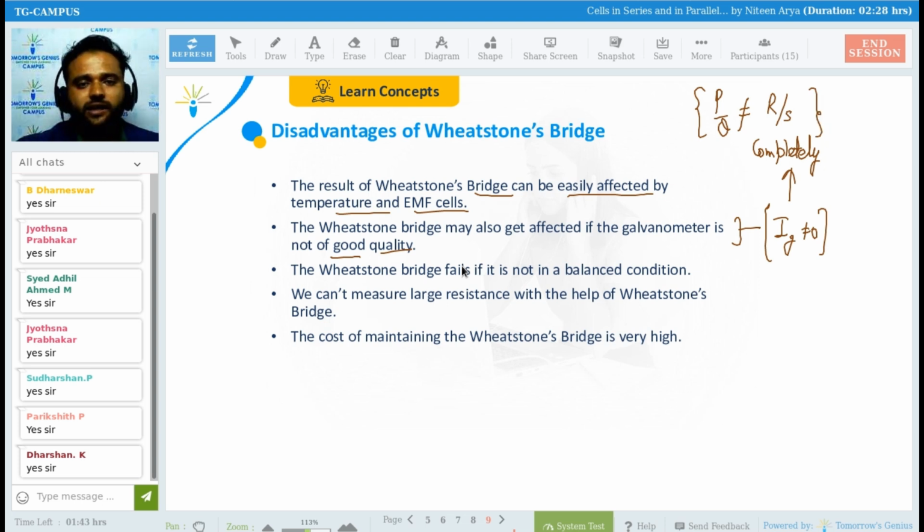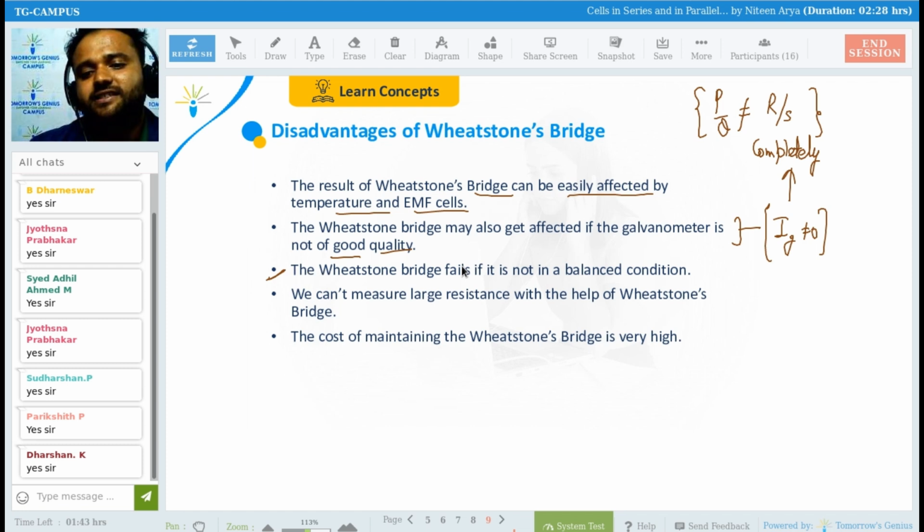Meanwhile, tell me the temperature and resistance relation. The Wheatstone bridge fails if it is not in the balance condition. Obviously, there is no use going through it to know anything if it is not in a balance condition. Again, this condition is important.